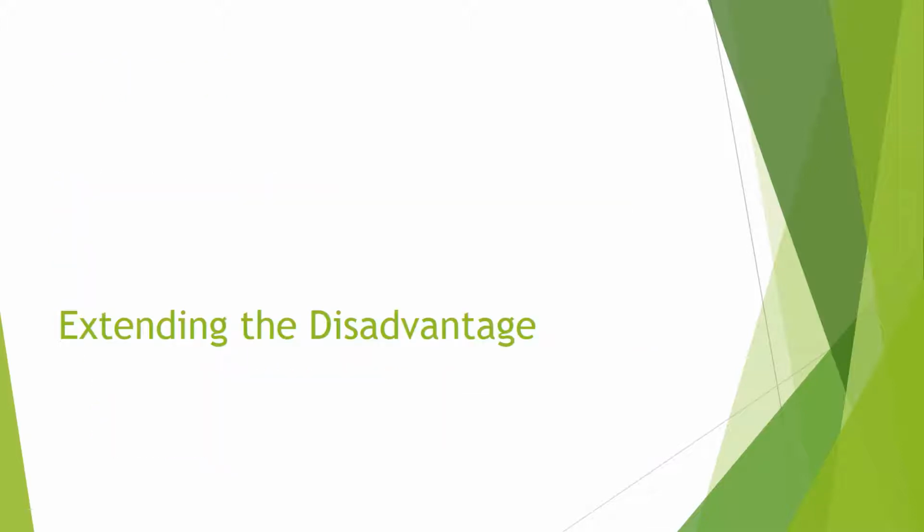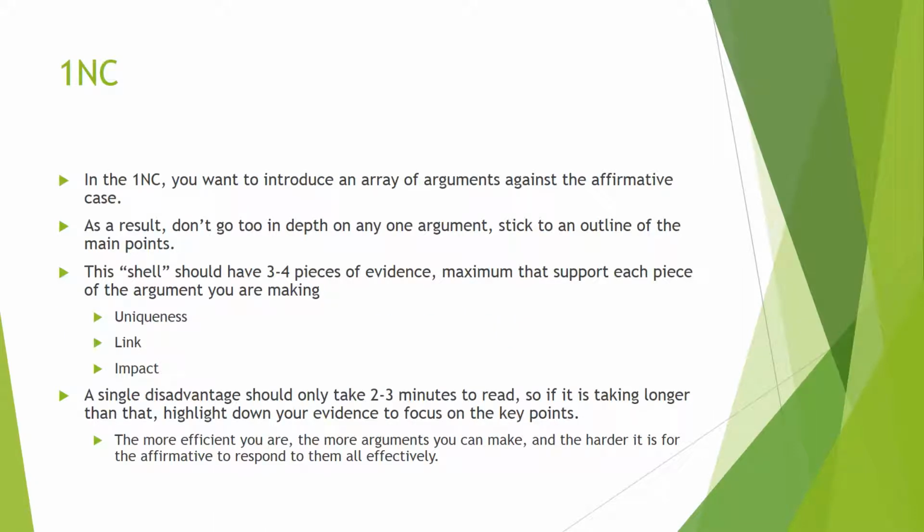So how do you use a disadvantage in a debate round? In the first negative constructive, you'll want to introduce an array of arguments against the affirmative case. As a result, don't go too in-depth on any one point. Stick to an outline of your key claims and warrants.